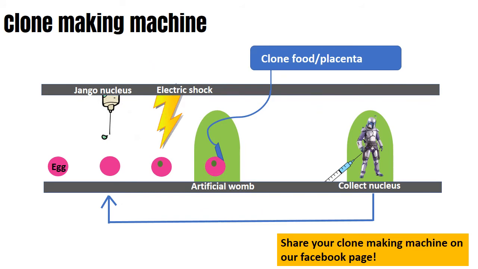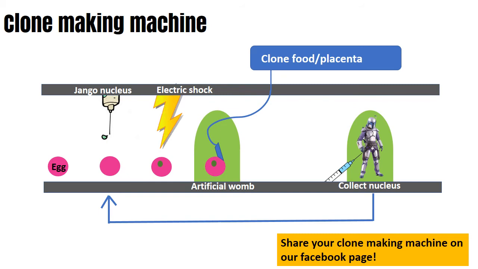So I've got this sort of conveyor belt. I stick my enucleated egg onto the conveyor belt. As it moves along, it gets injected with Jango Fett's nucleus full of his DNA. It moves along the conveyor belt a little bit more and then gets blasted with an electric shock, which jolts it into dividing and growing and turning into a little Jango Fett embryo.